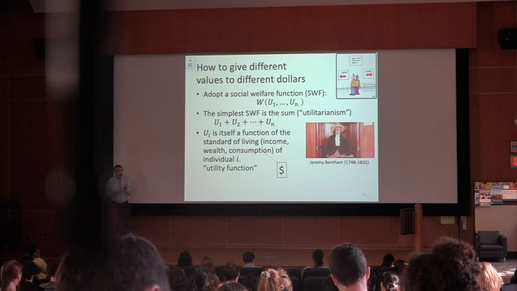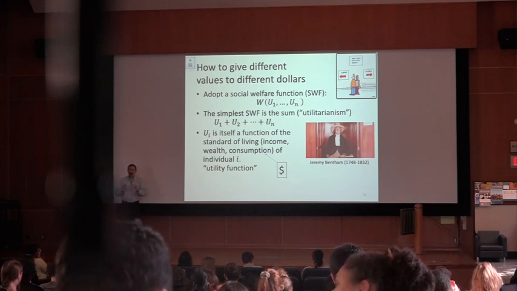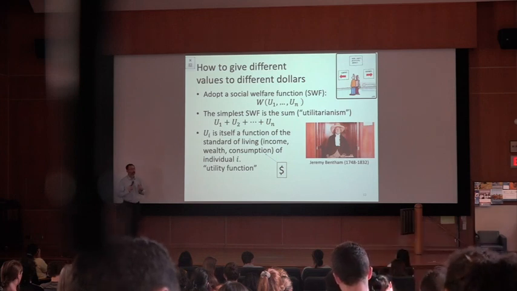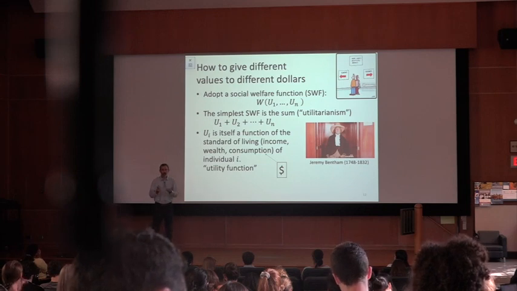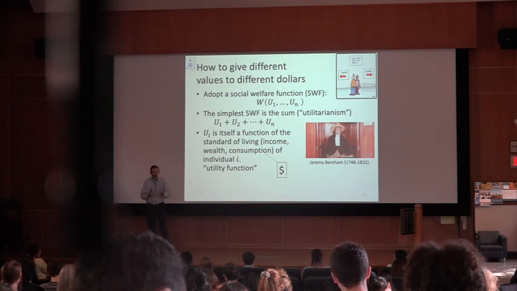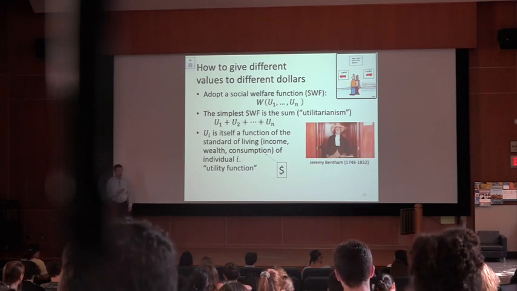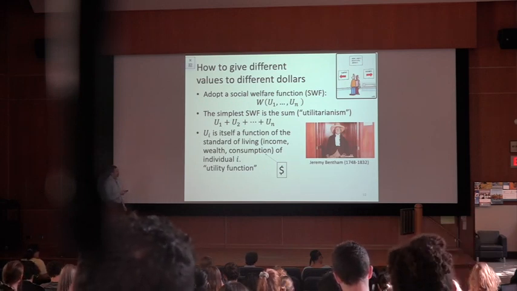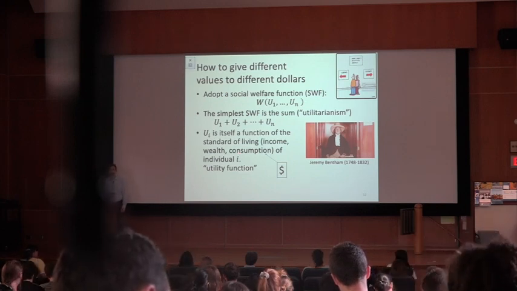And this utility, what's important is that the utility of an individual, so the well-being of this person, will itself depend on what this person has, for instance, in terms of income, consumption, wealth, and so on, right? So that will depend on the situation of this person. So it's itself a function. So we have a utility function, and if we make it depend on income, wealth, or consumption, these are dollars that we put in this function, right?